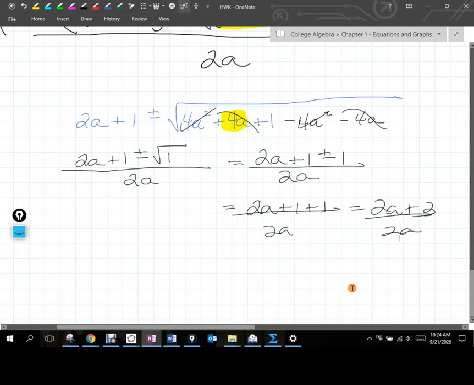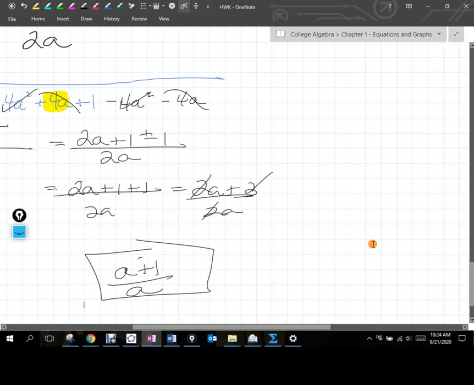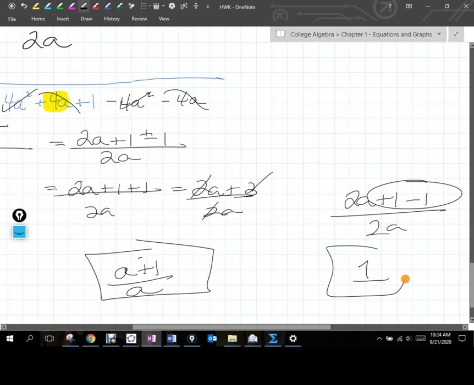What do they all have in common? They all have a 2 in them, so I can rewrite that as (a plus 1) over a, right? That's one solution. If I look at the negative portion, so (2a plus 1 minus 1) all over 2a, the plus 1 minus 1, additive inverses, they go away. So it leaves me 2a over 2a, which is just what? Just 1. So there's my two solutions, (a plus 1) over a and 1.